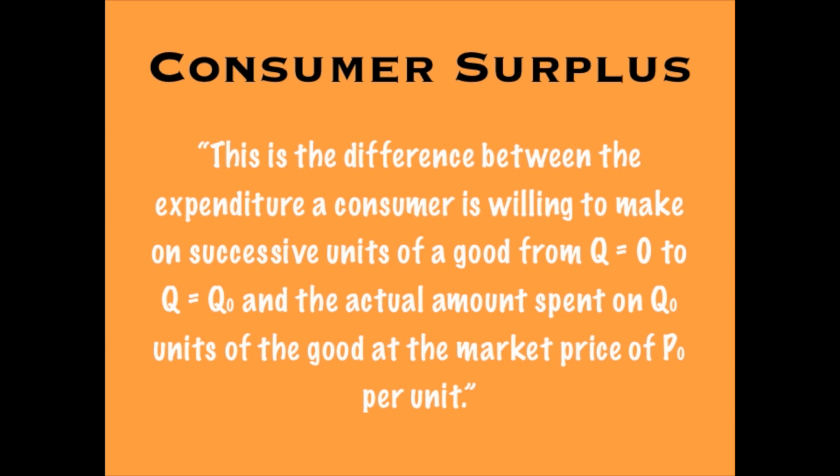Consumer surplus. The Bradley textbook defines consumer surplus as the difference between the expenditure a consumer is willing to make on successive units of a good, from Q equaling 0 to Q equaling Q0, and the actual amount spent on Q0 units of a good at the market price P0 per unit.